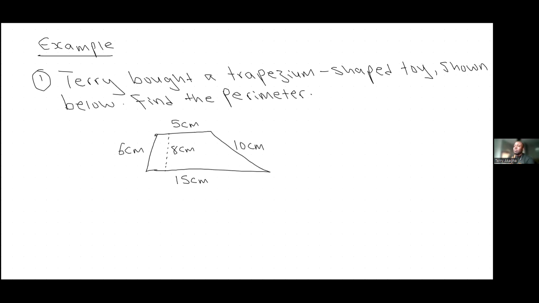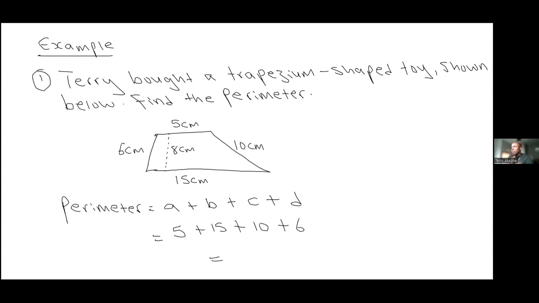The perimeter. So the perimeter now for this will be equal to A plus B plus C plus D. And that'll be equal to 5 plus 15 plus 10 plus 6. And when you press your calculator for this, all together is going to give us 36 centimeter.